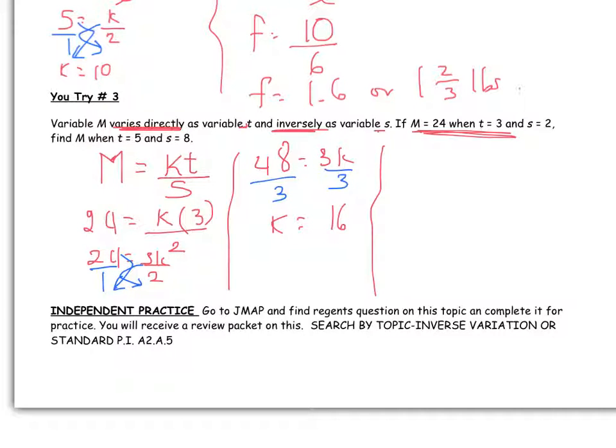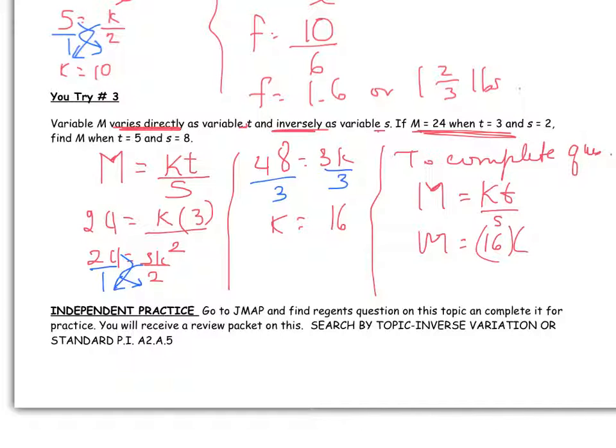All right, so now let's move on. Now they want us to complete the question, right? So to complete the question, we're going to find what M is when we have some other data. So M we don't know, K is 16, T is 5, in this case S is 8, as given here. So M happens to be 10 after you do all of that.